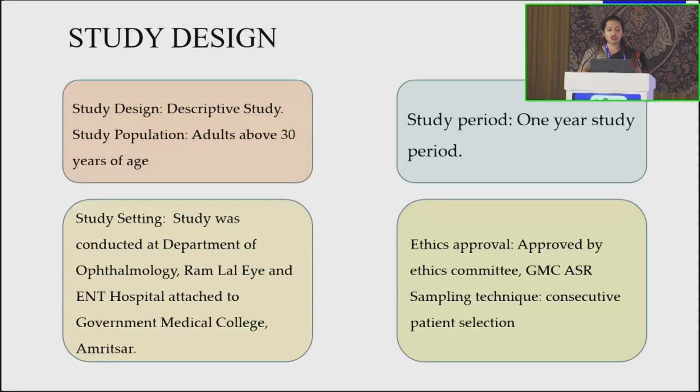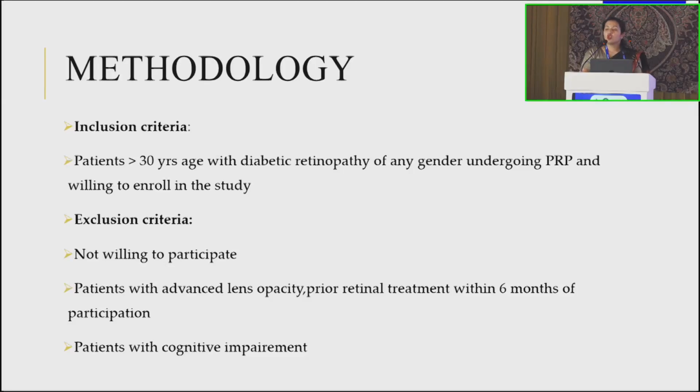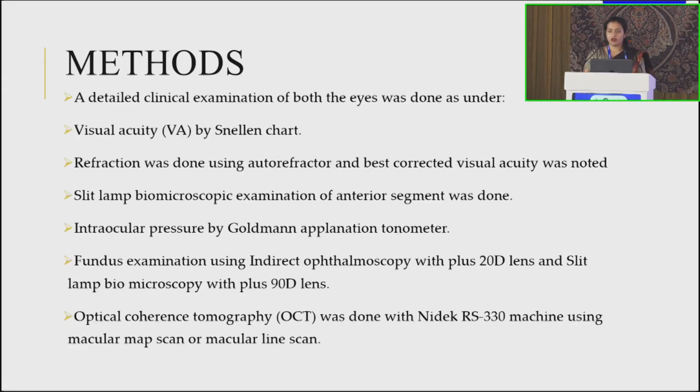Ours was a descriptive study done on adults above 30 years of age over 1 year after ethics approval from GMC Amritsar, done in the Department of Ophthalmology at RIO Amritsar. We included all patients above 30 years with DR of any gender undergoing PRP for the first time and willing to enroll in the study. Exclusion criteria were not willing to participate, advanced lenticular opacities, prior treatments, and cognitive impairment.